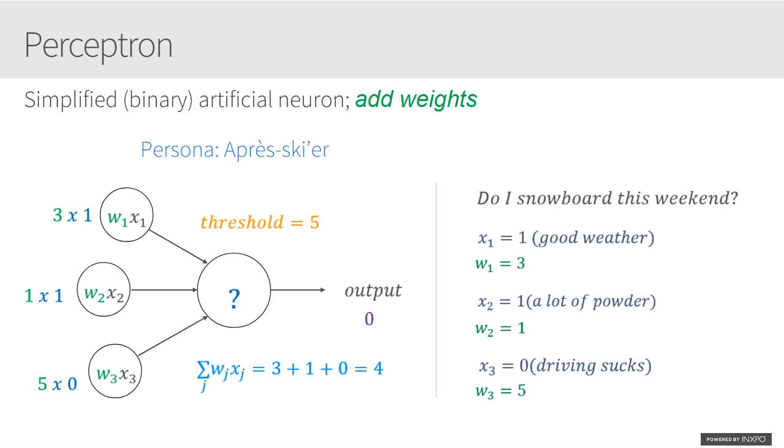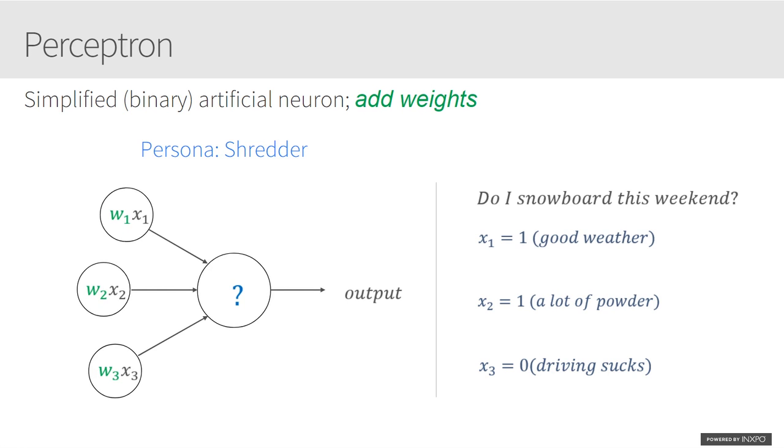Based on this premise, I'm not really all that interested in going skiing because I'm the après party person. At the same time, if I say, no, I'm the shredder, all I care about is good snowboarding, good skiing. In this case, the weight for good weather is 2, because I don't really care if the weather's good or not. It's great, but that's not the most important thing. For me, the most important thing is whether there's a lot of powder or not. So that's a 6 in terms of weight.